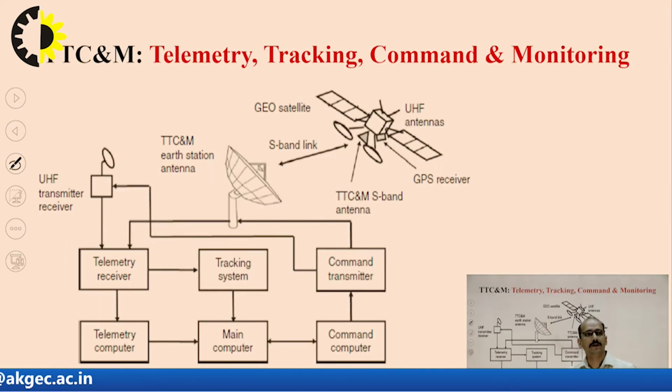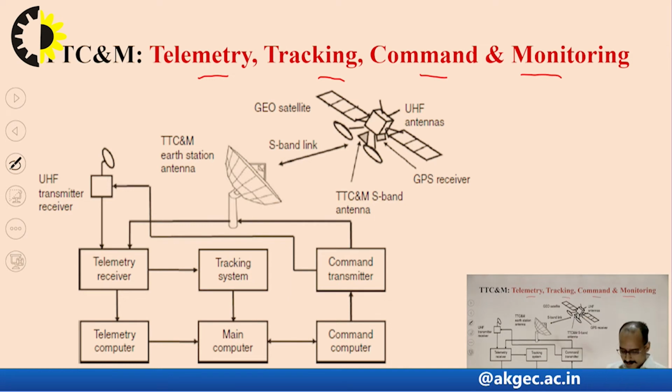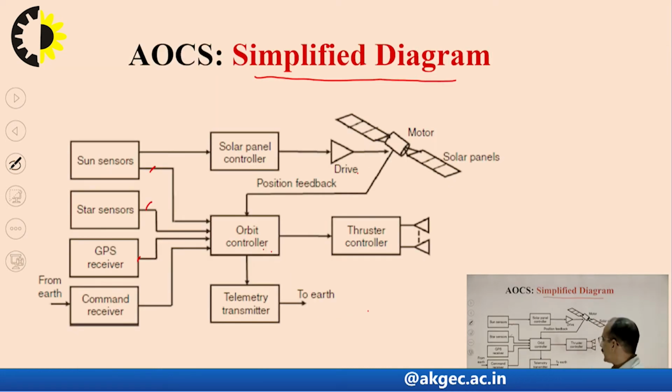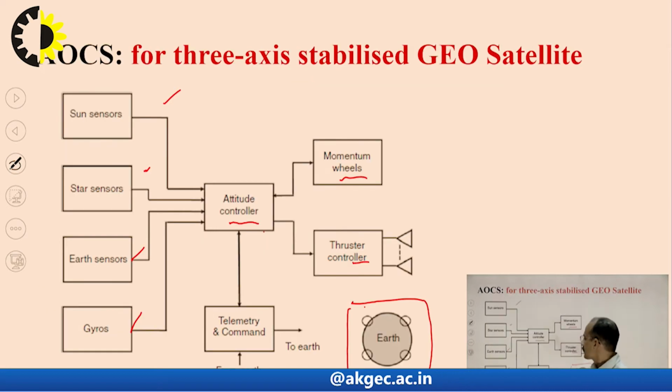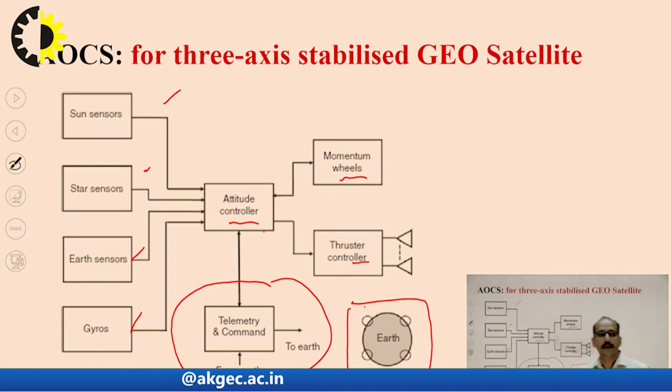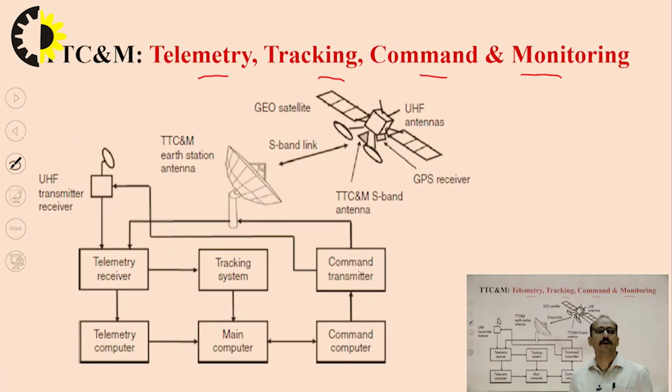Then coming to the next, that is the telemetry, tracking, command and monitoring subsystem of the satellite. Basically, in the previous diagram, you can see that this telemetry, tracking and command system plays a role in operating the AOCS, means all these subsystems are working combinedly for the satellite. So now we are talking about telemetry, tracking, command and monitoring.